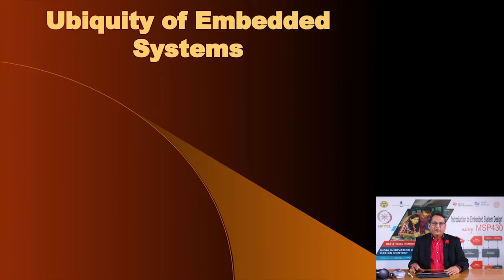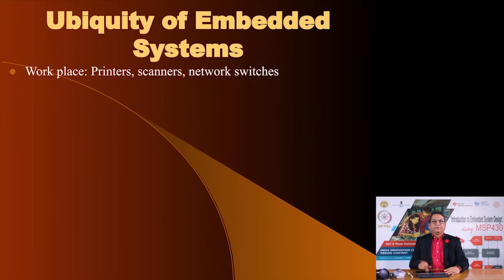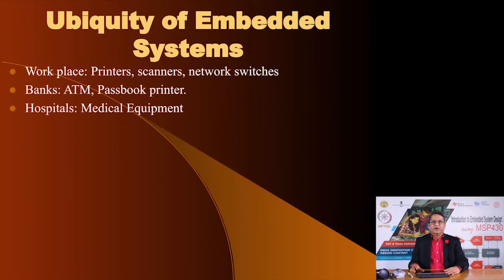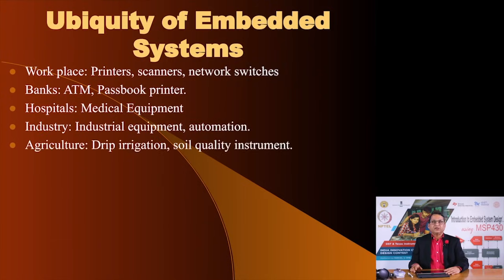In our daily life, we encounter embedded systems at home, at work, around us all the time, and I have put together a list of such devices. At the workplace, we use printers, scanners, network switches. In the banks, we use ATMs, passbook printers. In hospitals, we have all kinds of medical equipment. In industry, we have industrial control systems, automation devices. We also have agriculture, in which drip irrigation systems and equipment to test the soil quality are examples of embedded systems.